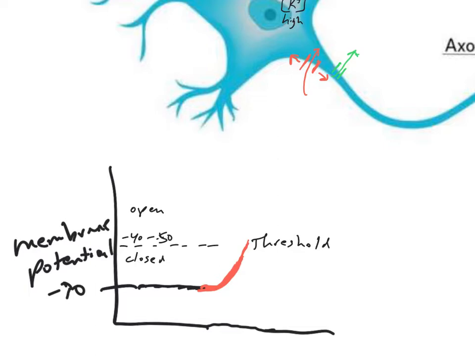And so that means we have this brief period of time when sodium is flooding in really rapidly, and therefore our membrane potential is going way up quickly. Sodium channels, however, also have this inactivation gate.